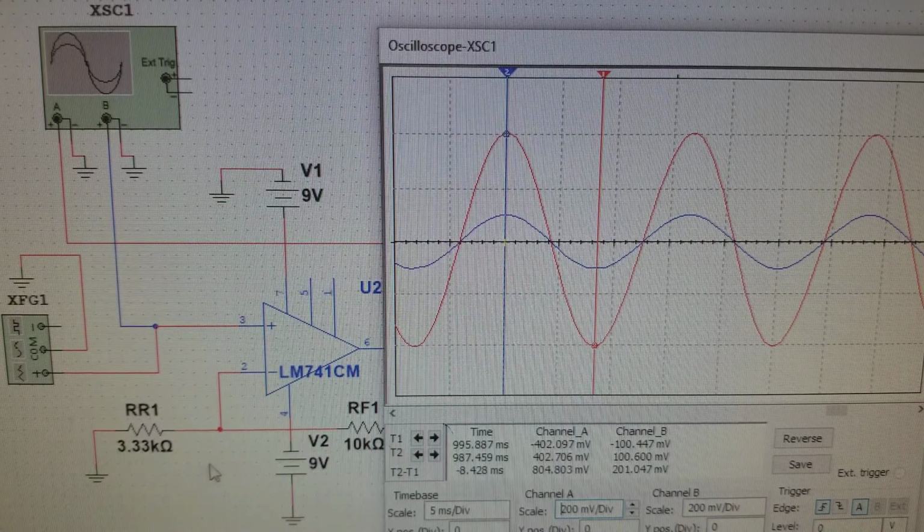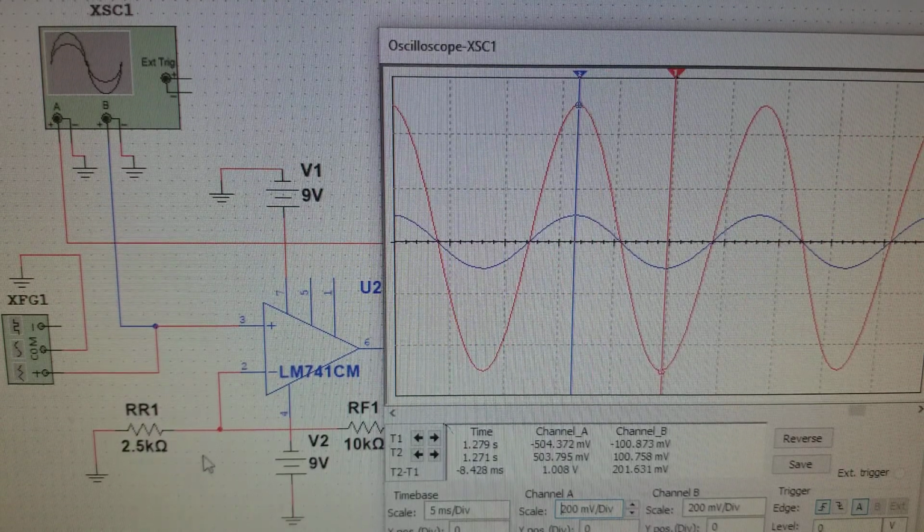With the RR1 set to 3.33 kiloohms, you can see that our output voltage is 804 millivolts and our input voltage stays at 201 millivolts. So to calculate the gain, divide the 804 by the 201. And that gives you a gain of 4. You could also see that our input sine wave is in phase with our output sine wave.